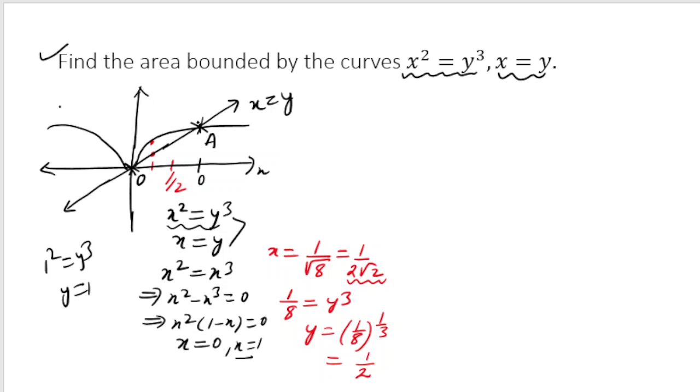Okay. So to find the area, either I can take a horizontal strip or I can take a vertical strip. I prefer taking a vertical strip. So let us take the vertical strip like this and cover the region by taking a vertical strip which will move from point O to point A, meaning this point. So now let us write the area.